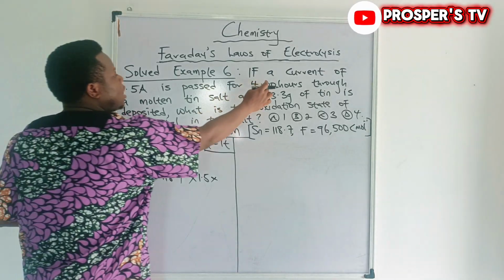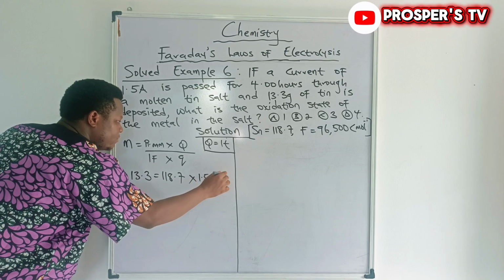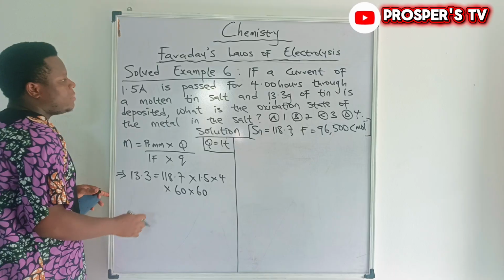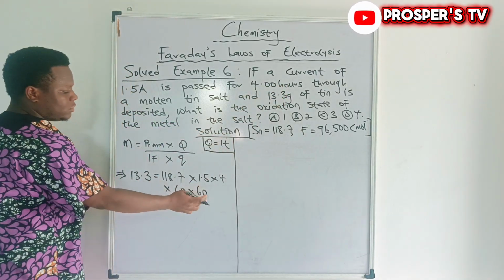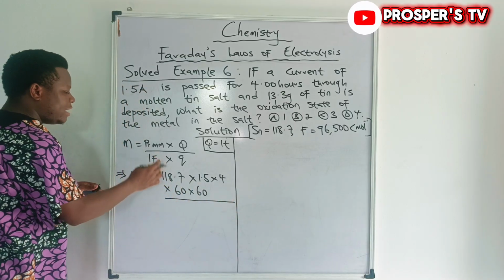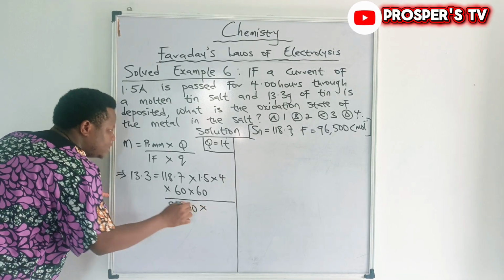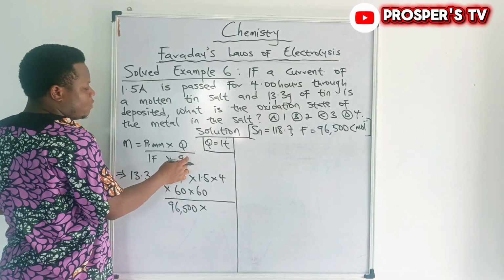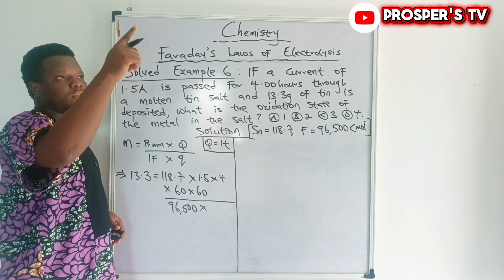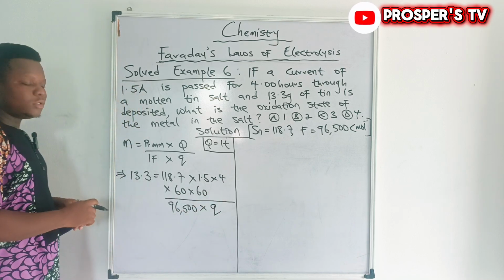The time is 4 hours, but we don't work with hours, remember? So I will say times 4 times 60 times 60. Whenever we have hour, we multiply by 3,600, which is 60 times 60, to convert to seconds. So all divided by the value for 1 farad, which is 96,500, then times Q. Now we are looking for Q. Q represents the absolute value of the oxidation number. So indirectly, this question is asking us to look for Q.